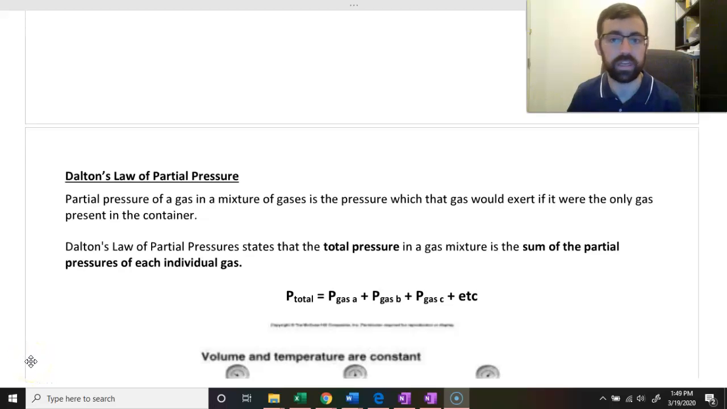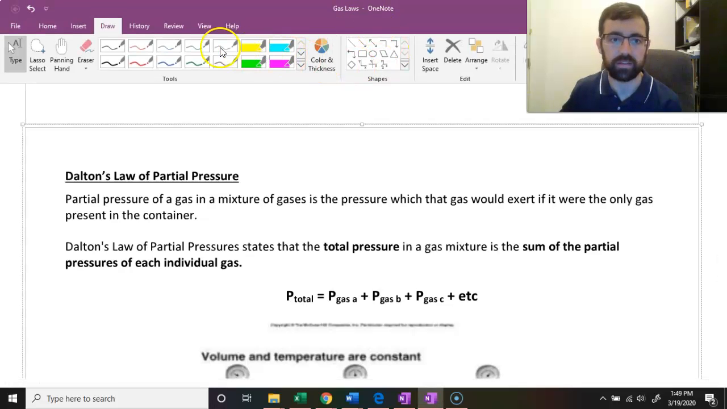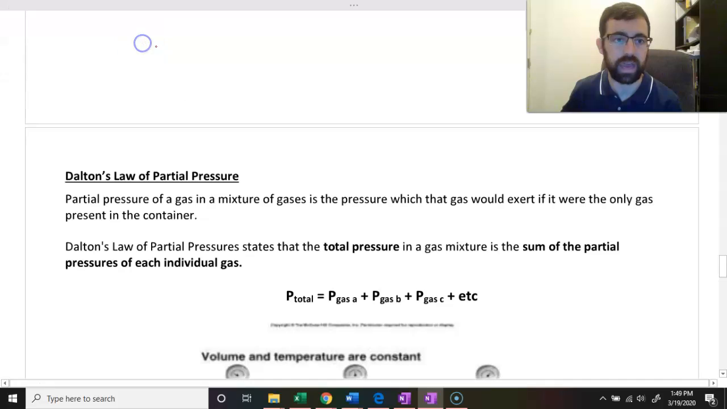We're going to do a short video on Dalton's law of partial pressures. It's really a pretty simple concept. The law basically just says that if we combine two gases together, their pressure is going to be the combination of the pressures. So we've got to define a couple terms. Partial pressure of a gas in a mixture is the pressure which that gas would exert if it were the only gas present in the container.